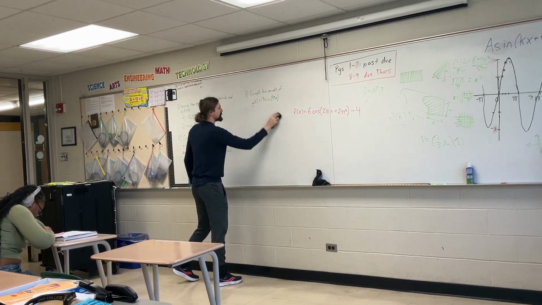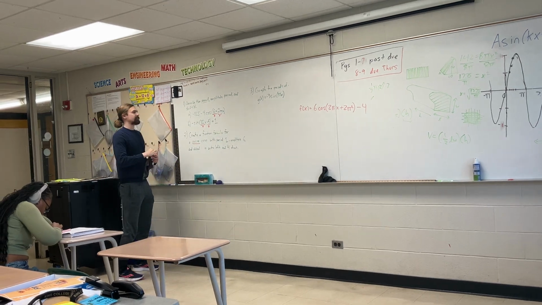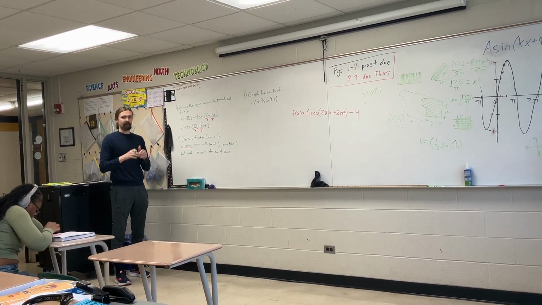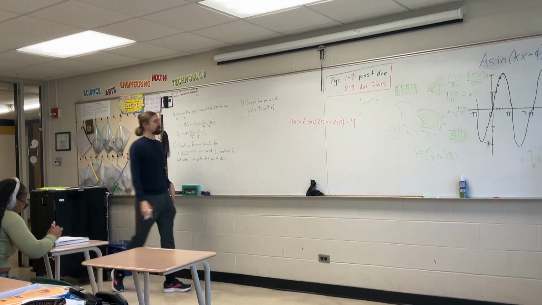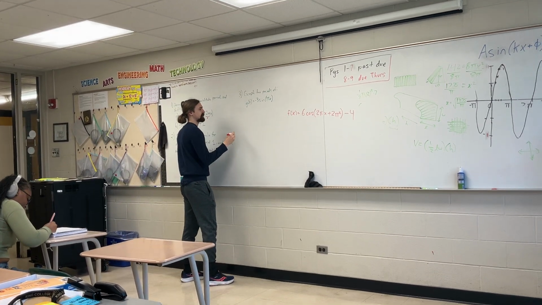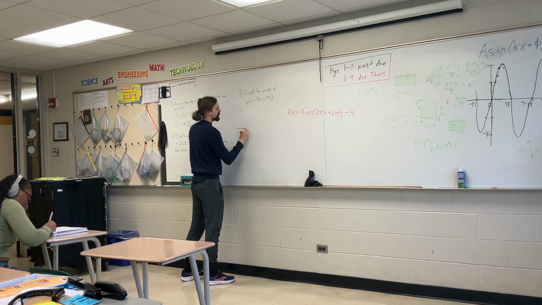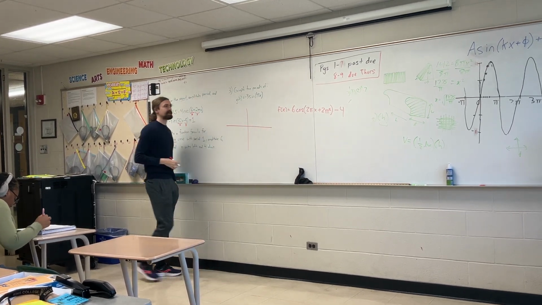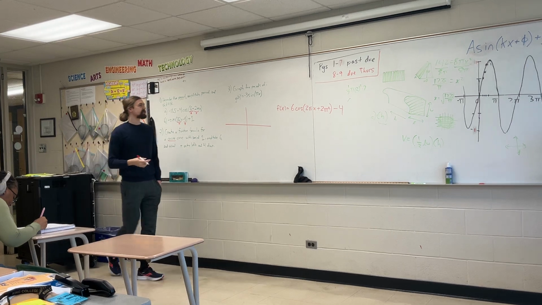Graph 2 periods of this. When you graph it, I want you to clearly label the x-axis so you can tell where the different parts of the function are, including the maximums and the minimums. So what I'll do is graph 1 period on the positive side, 1 on the negative side. That'll give me 2 periods.